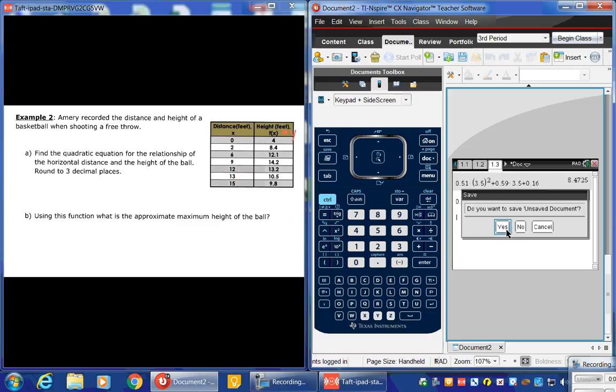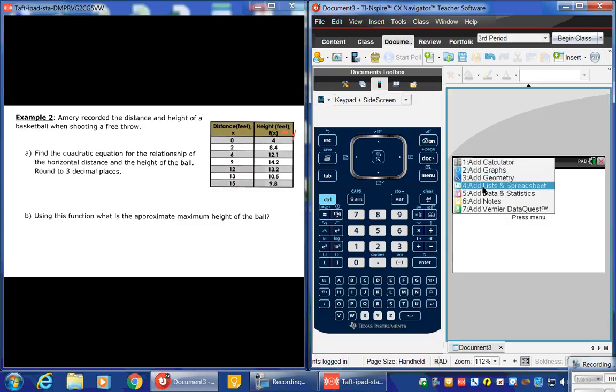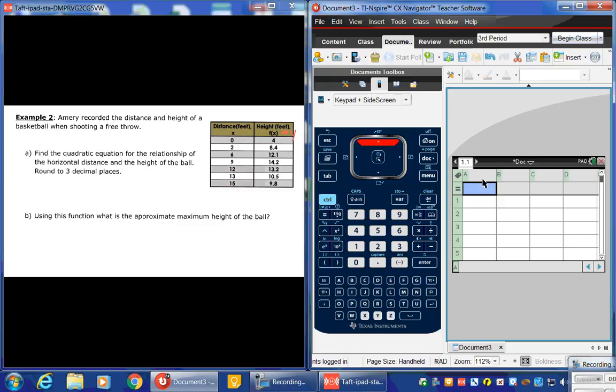So I'm going to go ahead and start a new document. We're going to start with the List and Spreadsheets page. The first thing I want to do is label my columns x and y. And I'm going to list all of my distances for x. So I have 0, 2, 6, 9, 12, 13, and 15. And then all of the distances that correspond in height. So I have 4, 8.4, 12.1, 14.2, 13.2, 10.5, and 9.8.